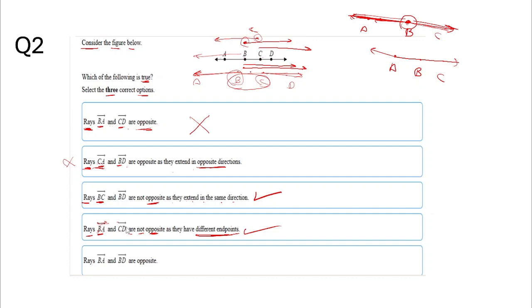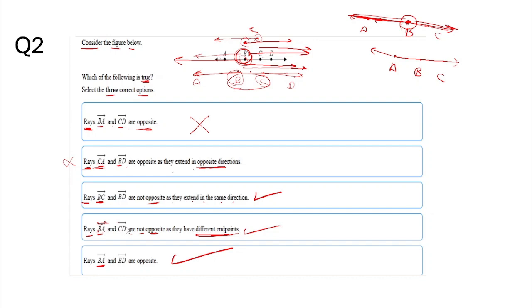Okay, now rays PA and BD. Where is the PA? Look, it starts from B moving to A, and BD are opposite. They extend in opposite directions and have the same endpoint. That means this answer is correct.